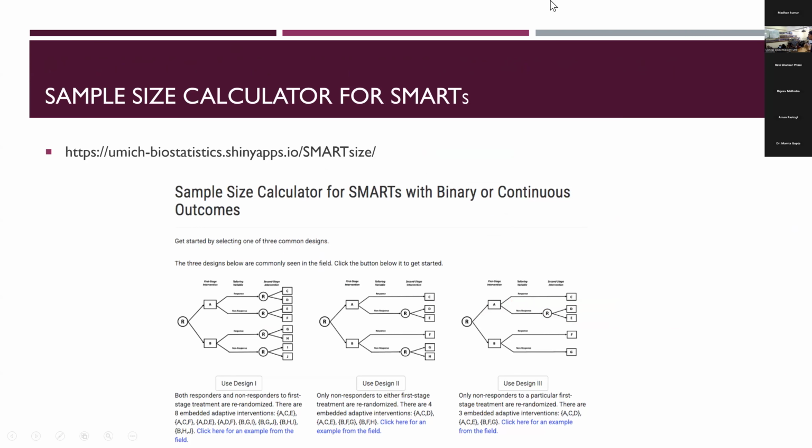This is just something that I saw online, but I won't be able to explain it a lot because I haven't used it myself. But this is from R Shiny. This was developed from the University of Michigan. So basically they have 3 basic SMART trial designs, and you tell whether your outcome is continuous or binary. And then you can plug in those values and it will give you a sample size for each of them.